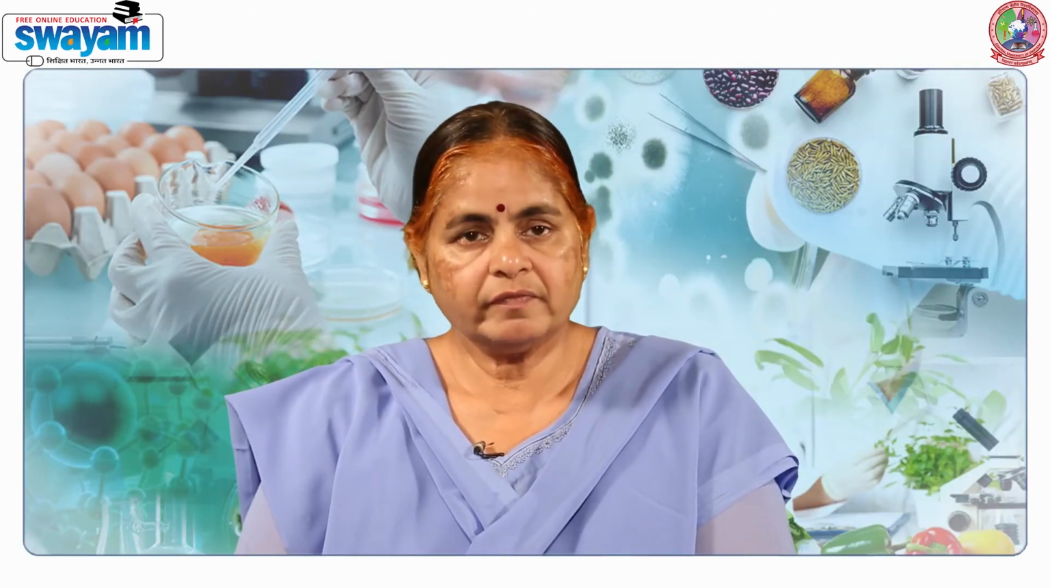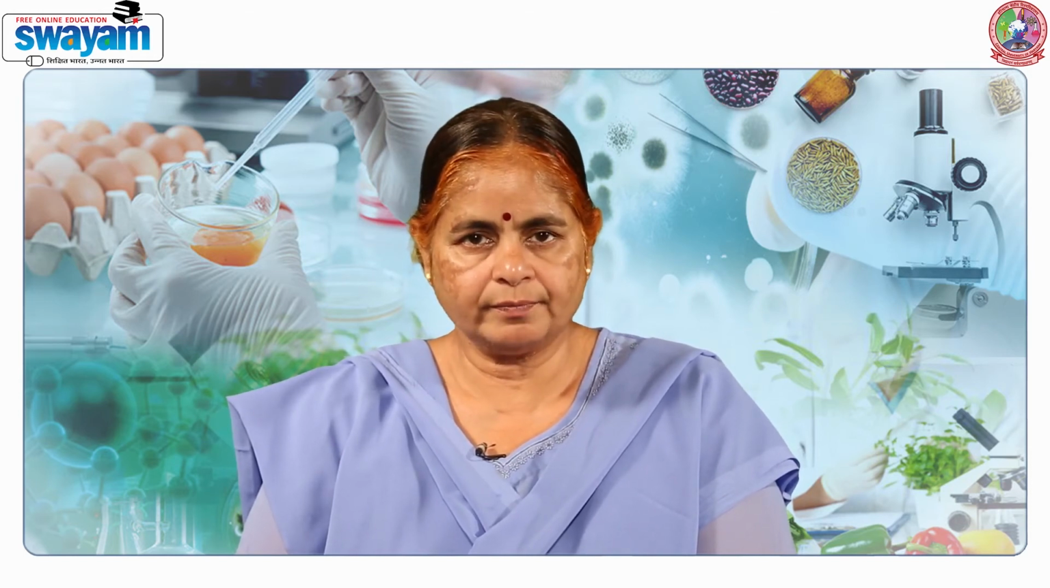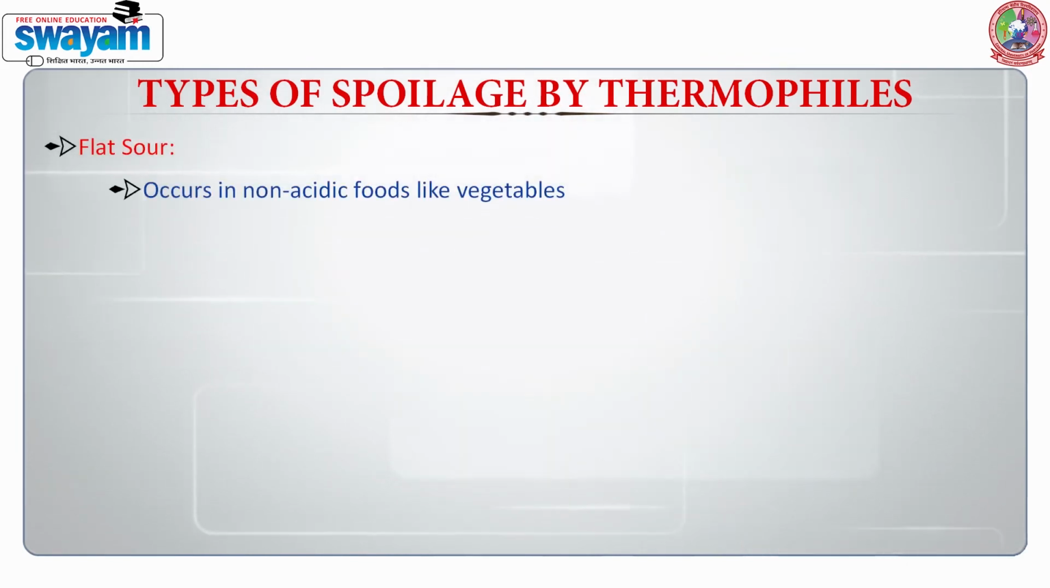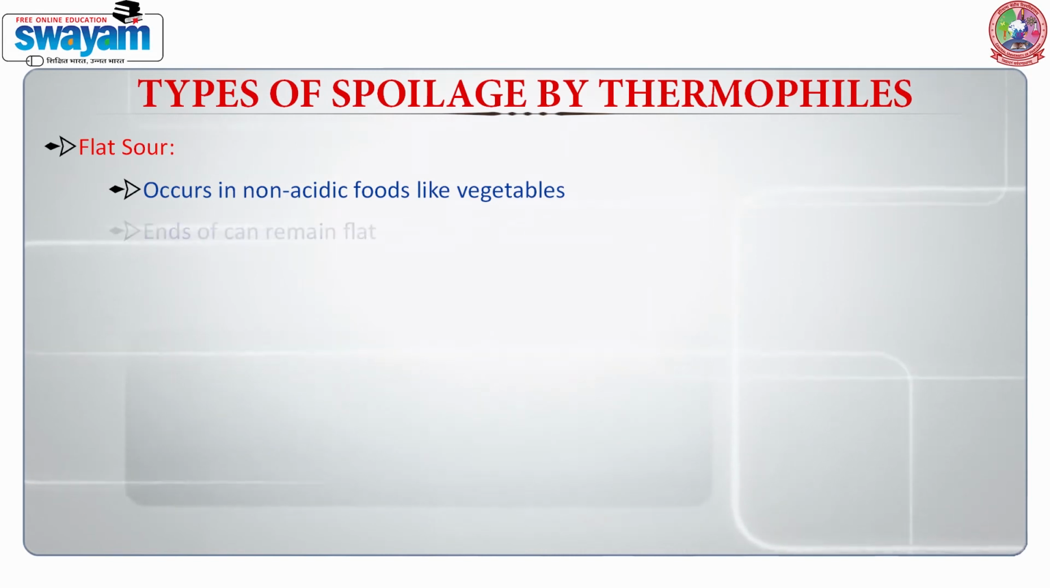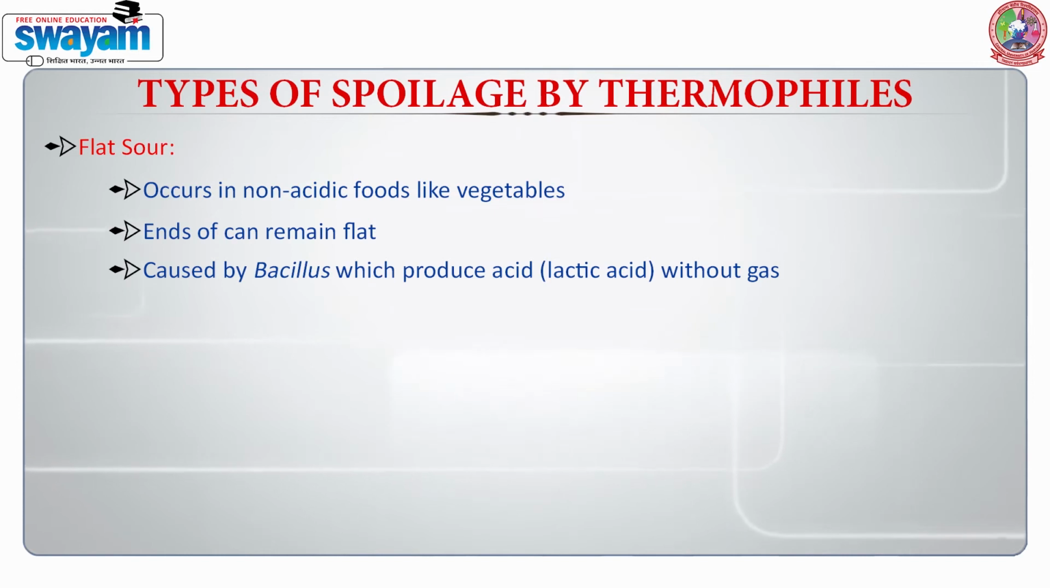There are certain types of spoilage which are caused by the action of thermophilic microorganisms. An example is flat sour, which occurs in non-acid food items like vegetables. In this case, the ends of the can remain flat, and it is caused by Bacillus which produces acid, primarily lactic acid, and there is no gas production.